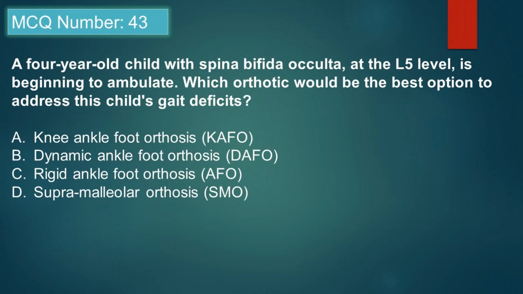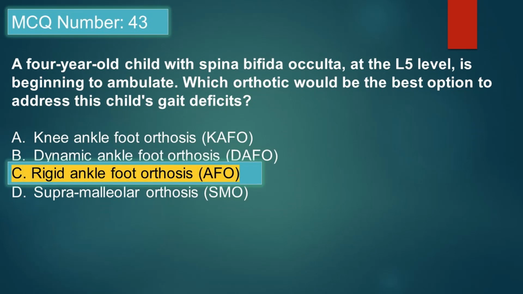Moving toward another scenario. A 4-year-old child with spina bifida occulta at the level of L5 is beginning to ambulate. Which of the orthoses would be the best option to address this child's gait deficit? Option A, knee ankle foot orthosis. Option B, dynamic ankle foot orthosis. Option C, rigid ankle foot orthosis. And option D, supramalleolar orthosis. And the correct answer is option C, rigid ankle foot orthosis.